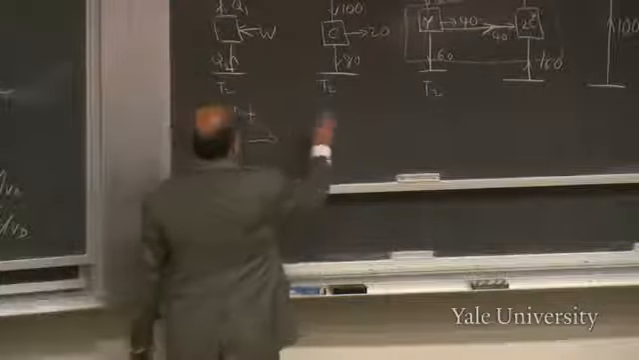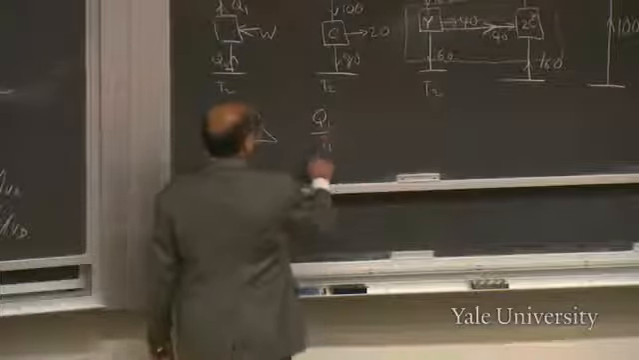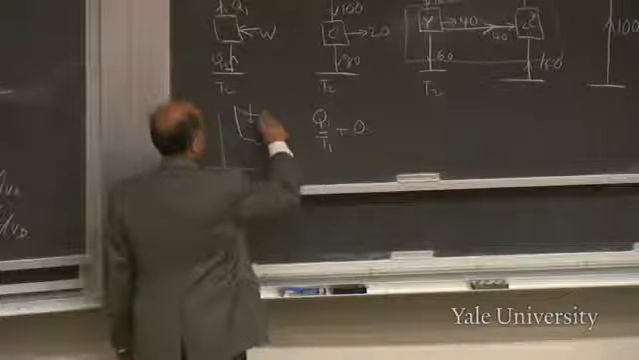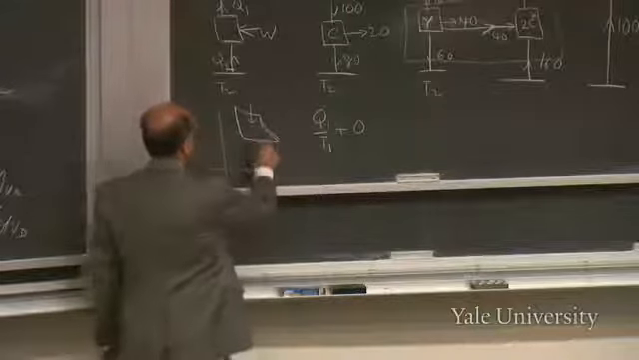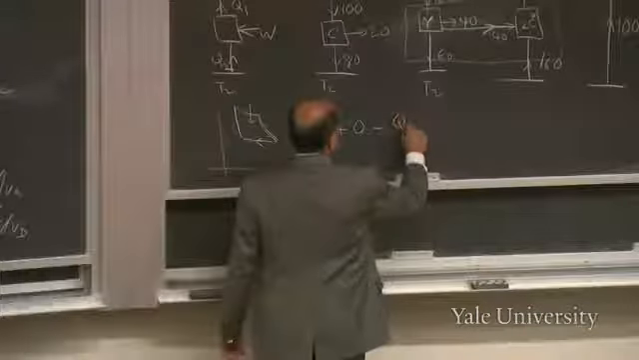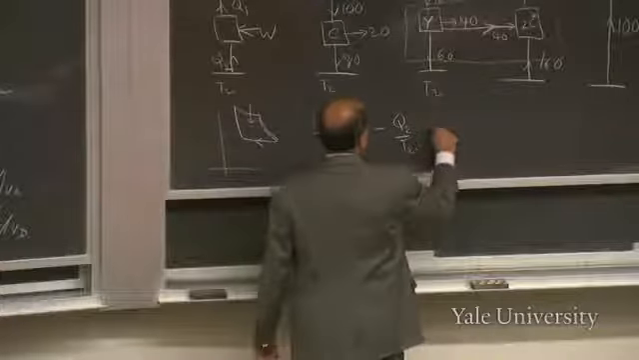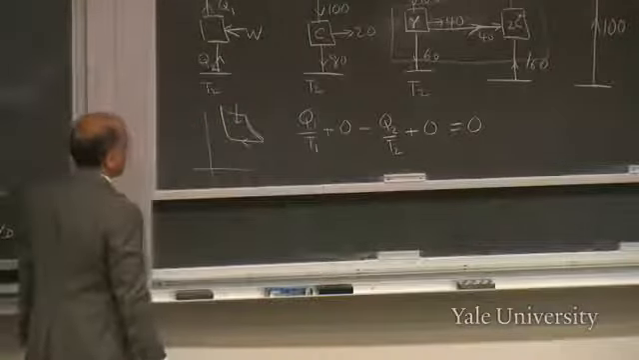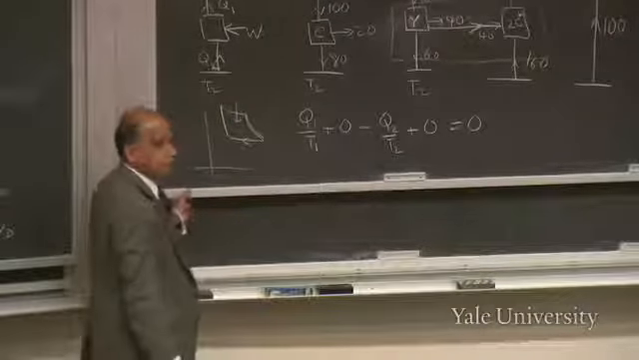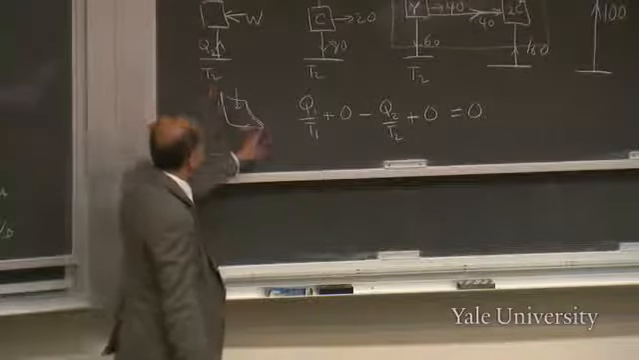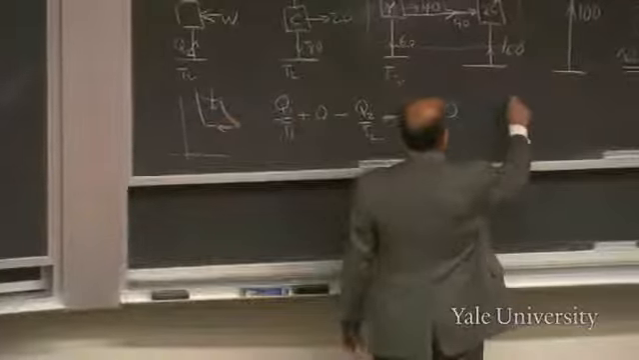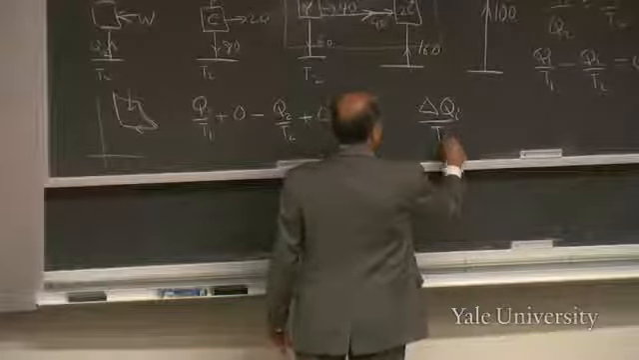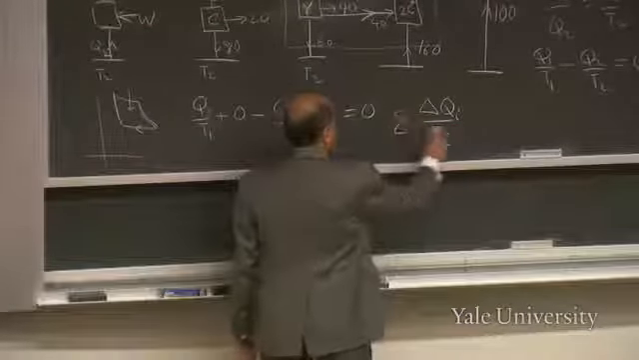In this segment, I had Q1 over T1. In this segment, there was no Q1 or Q2, or there was no Q because this is the adiabatic process. In this segment, I had minus Q2 over T2, and the last segment I had 0, and the whole thing is 0. In other words, what I'm telling you is the following. At every stage, if you looked at the heat absorbed by the system in stage i divided by the temperature of stage i, and you added all of them, you get 0.